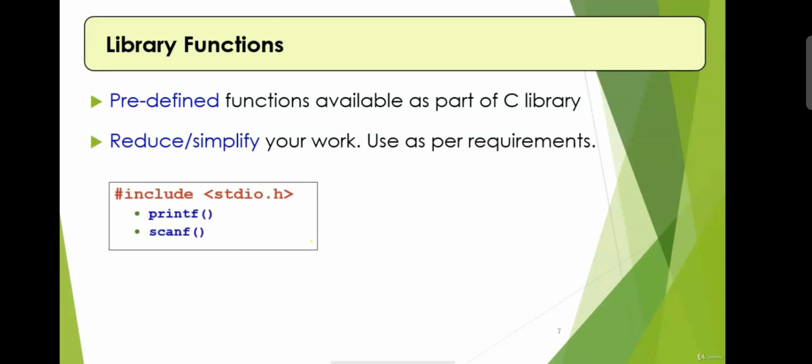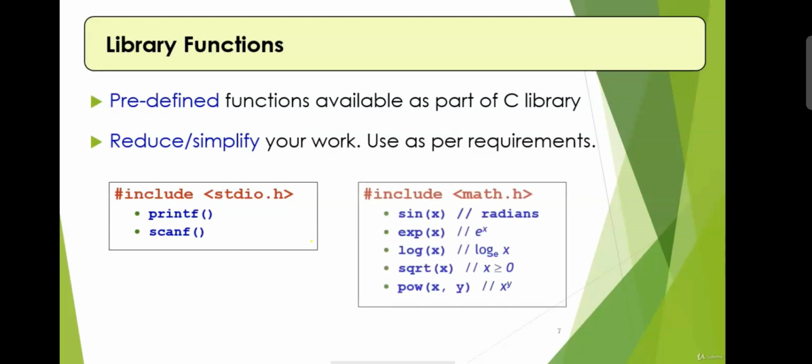For example, we can use the library functions printf and scanf, and we know that the declarations of printf and scanf are there in the header file stdio.h. A few more examples of library functions are sin x, exponentiation e^x, log x, and so on. These are mathematics-related library functions, and they are available to you inside the math.h header file.